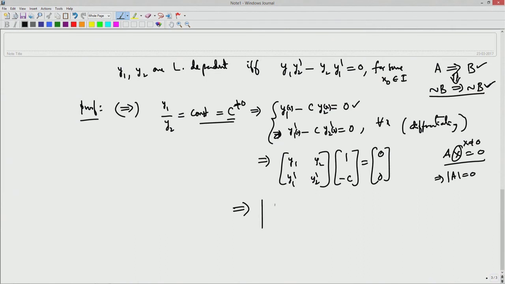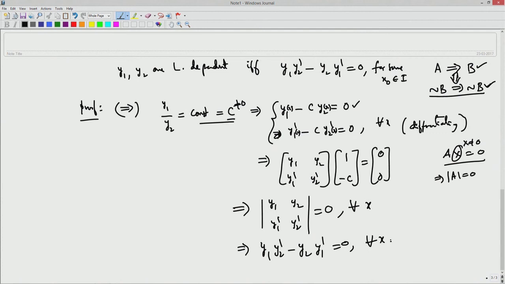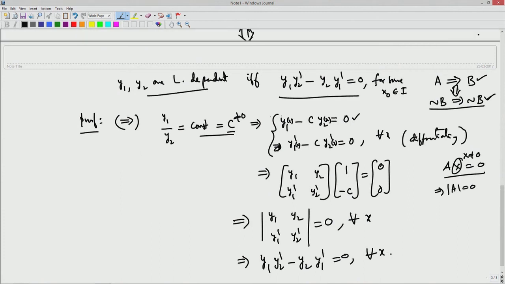That means the determinant of y1 y2 y1 dash y2 dash equals 0 for every x. This is exactly your condition, y1 y2 dash minus y2 y1 dash equal to 0 for every x. You only need it at some point, so you can take some x naught. So this is proved: if they are dependent, the condition holds. That is straightforward.